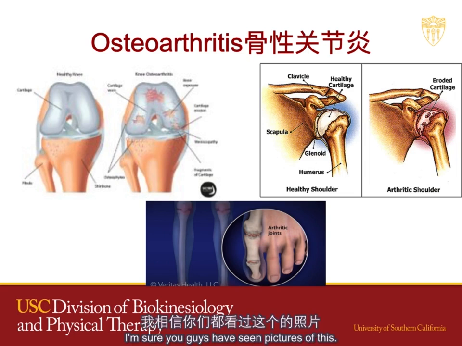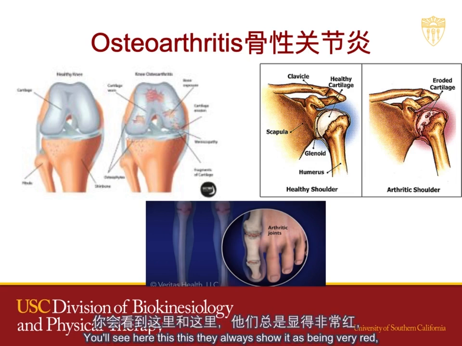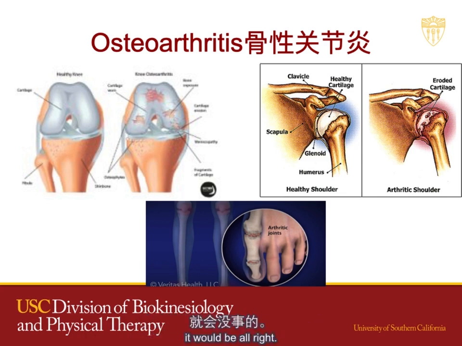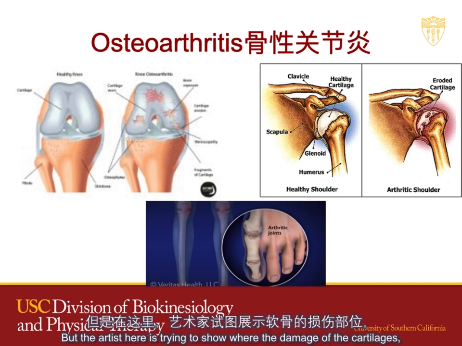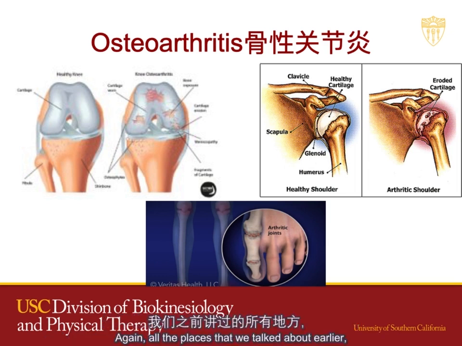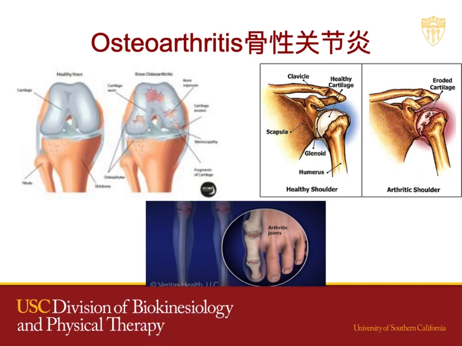I'm sure you guys have seen pictures of this. You'll see here they always show it as being very red, which I think probably scares our patients. They look at this and they're like, oh my gosh, I've got all this red stuff in my joints. If you were to open it up, it would not be all red. And of course, that's not really true, but the artist here is trying to show where the damage of the cartilage is. And so that can happen in the knee, that can happen in the foot, in the ankle, and in the shoulder. Again, all the places that we talked about earlier, the cartilage can wear down, and that's osteoarthritis.